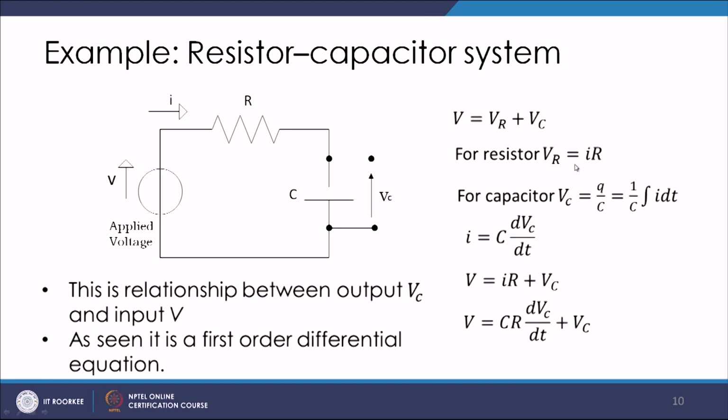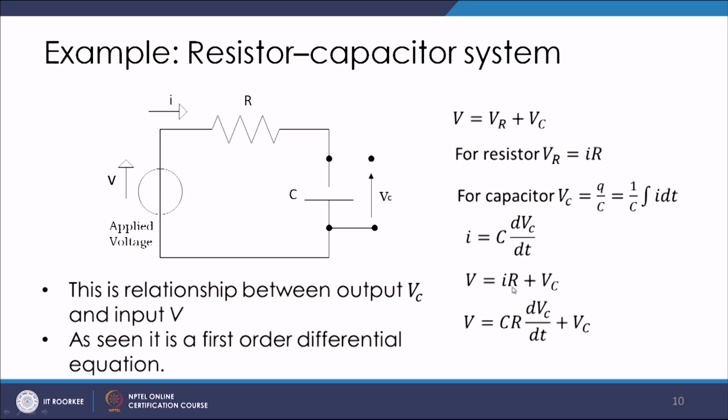Okay. Then for the capacitor I can write Vc is equal to Q by C, or this is 1 by C and Q I can write integral I dt, and from here I can write I as, if I take differentiation here, I is equal to C dVc by dt. So, in this expression VR I substitute IR, and this Vc I already have, and now I replace I as C dVc by dt, and I get this expression.